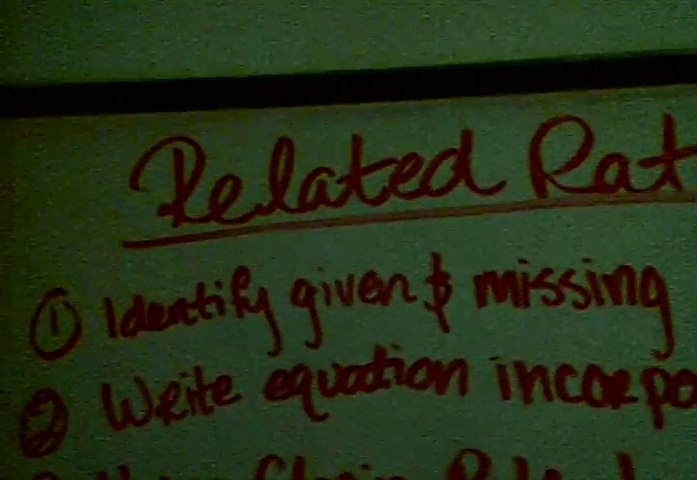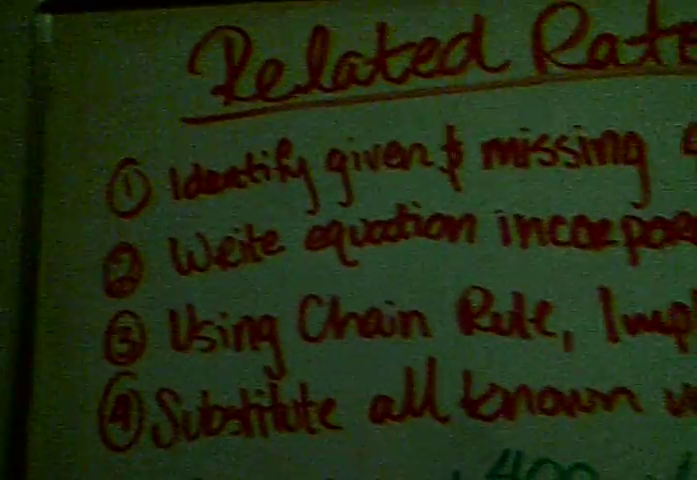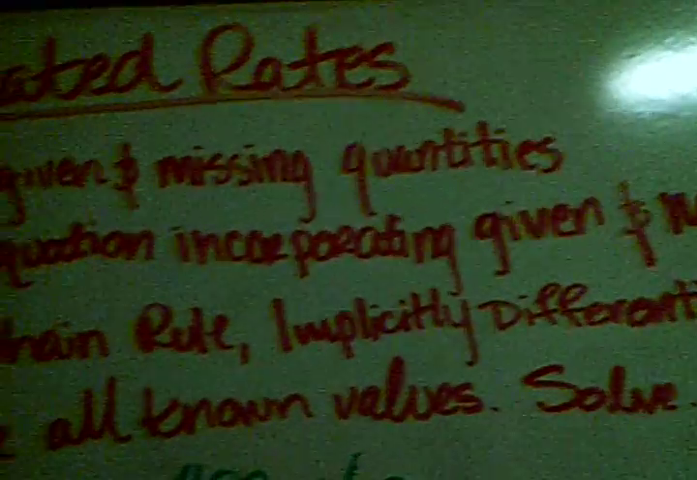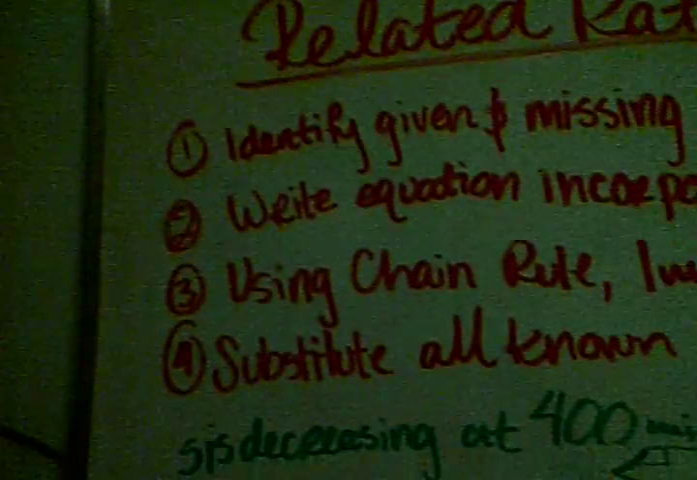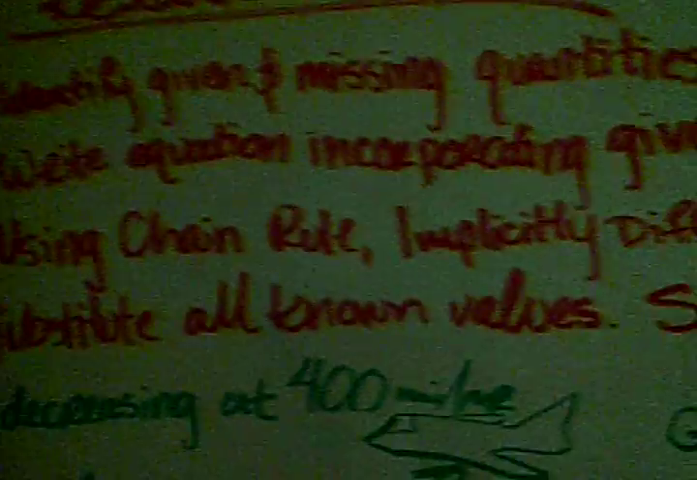Today we're working on related rates. There are four main steps. So the first is to identify given and missing quantities. Once that's done, you write an equation incorporating the given and the missing quantities.